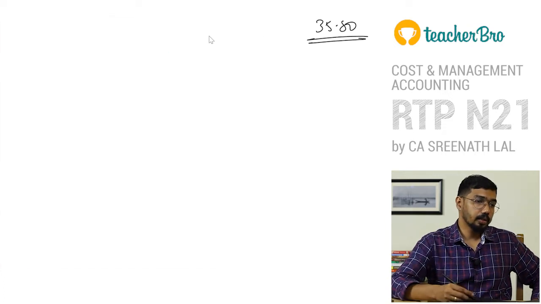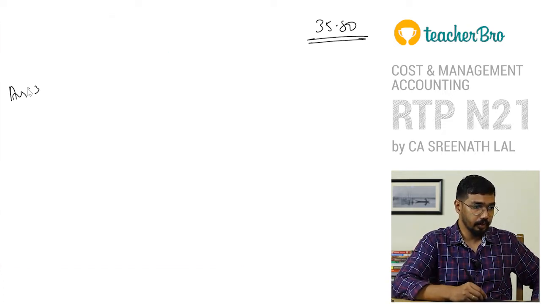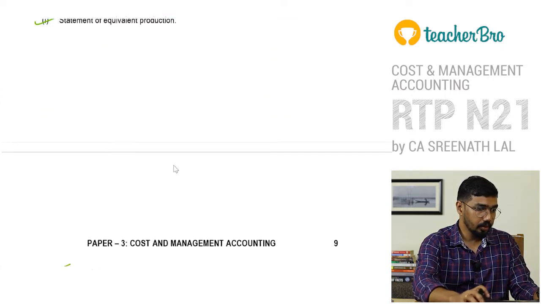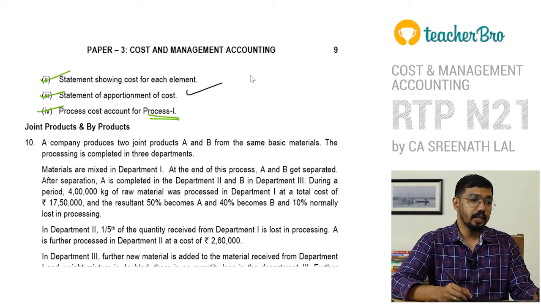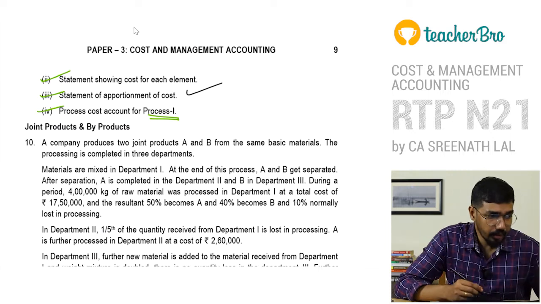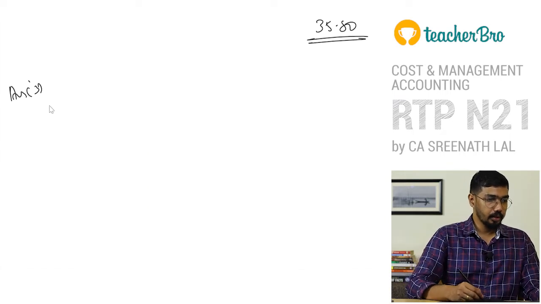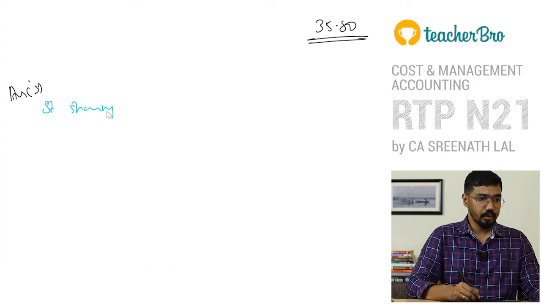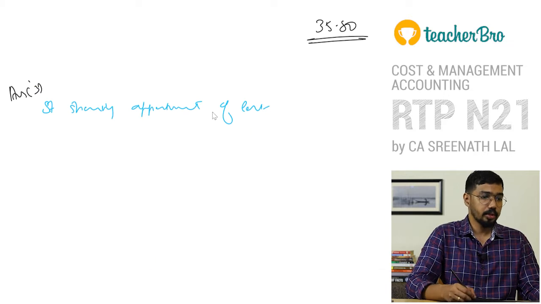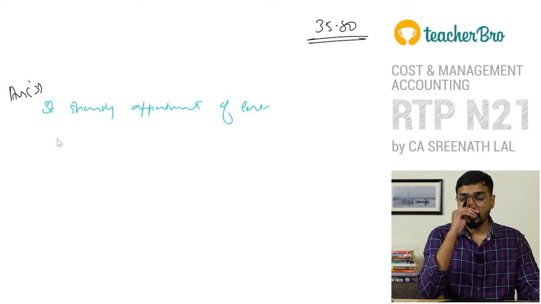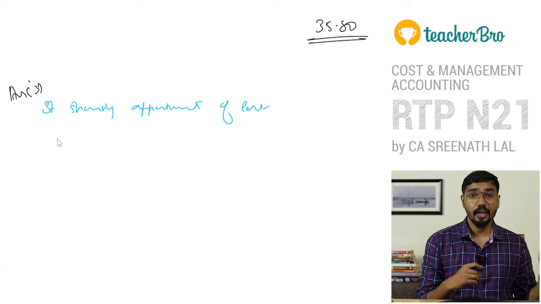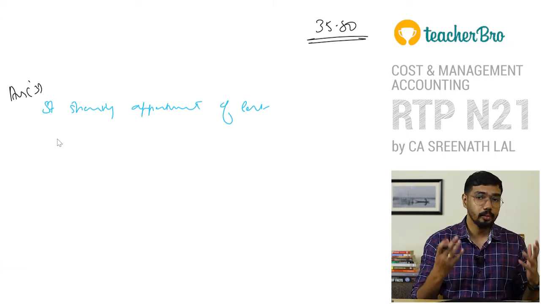Okay. So answer 3. What is the question number 3? So question 3 is to prepare statement showing apportionment of cost. So my answer 3, statement showing apportionment of cost. Basically what I am going to do, I am going to value my output.